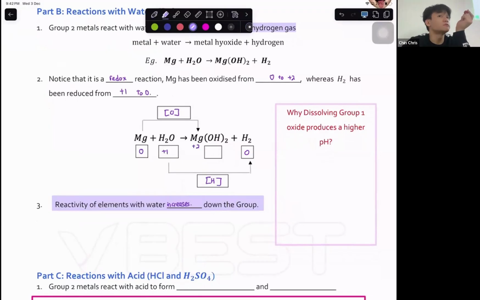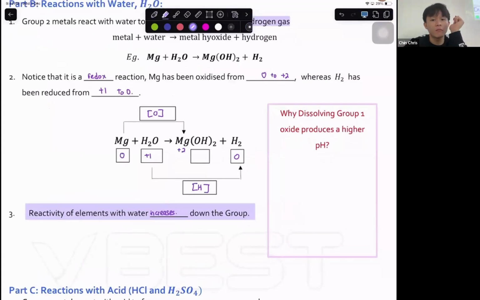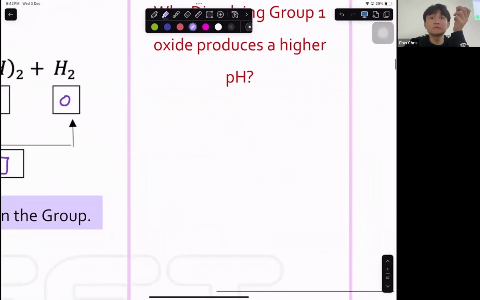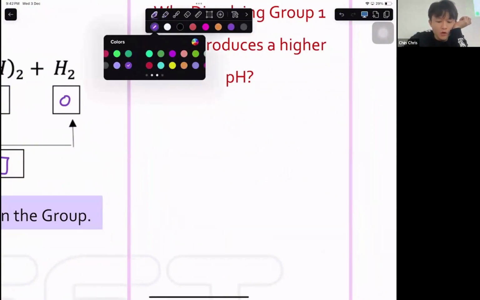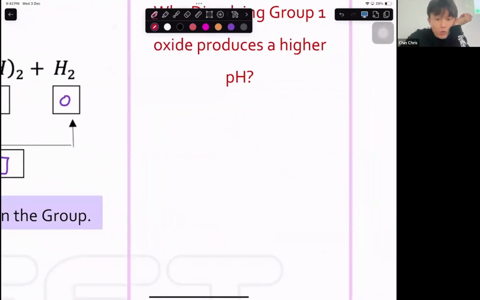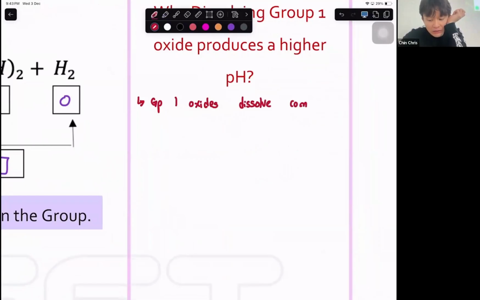Okay, guys, I have a question. Why does dissolving group 1 oxide produce higher pH? What's the reason? The hydroxide ions. Yes, well done. Good job, guys. The reason is because group 1 oxide dissolves completely, or dissolves fully, forming group 1 hydroxide.